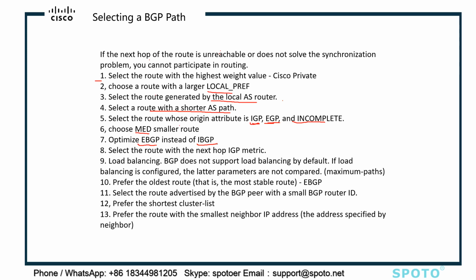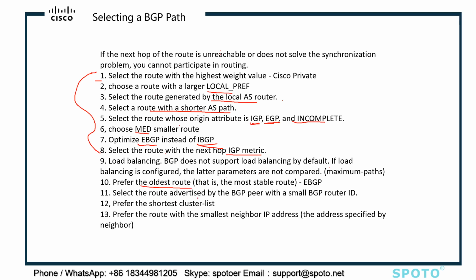But for our live class, we can't talk about all the details, so we just need to remember this. The next one is to choose the next hop with the lower IGP metric. If all these attributes are the same, we can achieve load balancing. In the default situation, a BGP router doesn't support load balancing, but if you configure it, it will achieve load balancing. In the default situation, it will continue to compare, and choose the oldest route, which means the order will be stable.